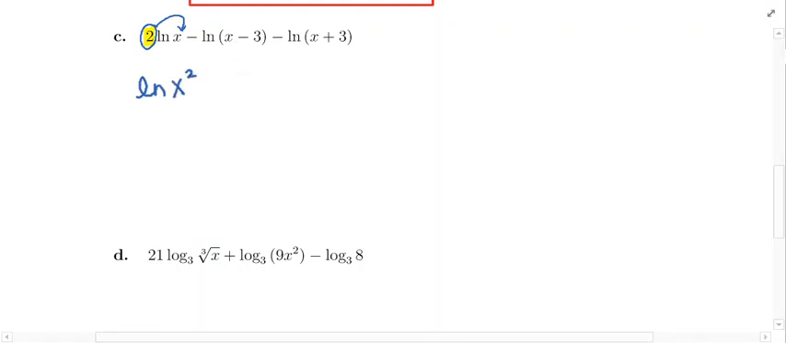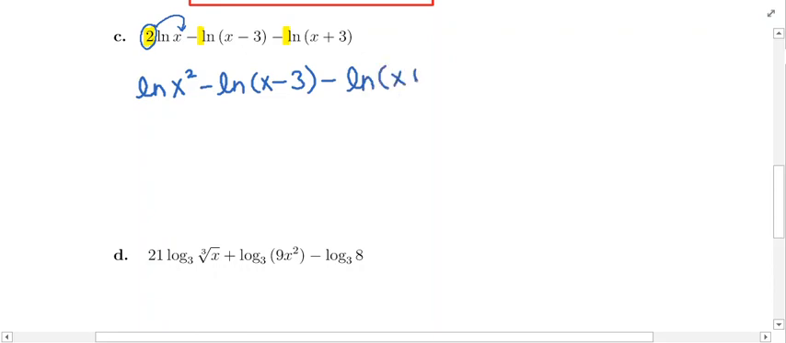Okay, and then if we look at the next logarithm, there's a 1 in front, so we don't have to move anything up. And for the third logarithm, there's also a 1 in front. We don't have to move anything up as an exponent. All right, so I'm going to go ahead and write the other 2 logarithms, bring them down. So I've got minus the natural log of x minus 3 minus the natural log of x plus 3.